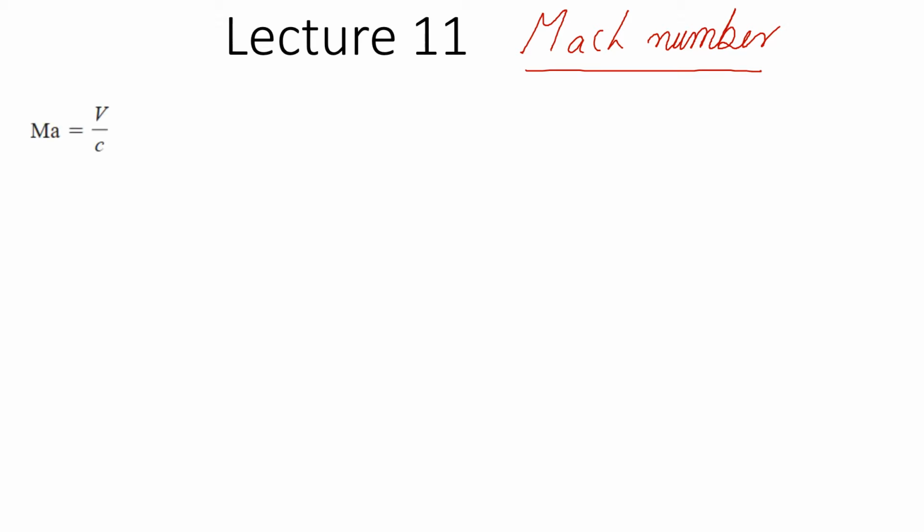Then we derived an equation for isentropic flow, and today we are going to use it in our topic, that is the Mach number. And Mach number, just like other dimensionless numbers, is also a dimensionless number, just like Reynolds number. It is dimensionless because it is a ratio of two velocities. One is the velocity of an object, and the other is the speed of sound. So it is the ratio of two speeds, and that's why it is dimensionless.